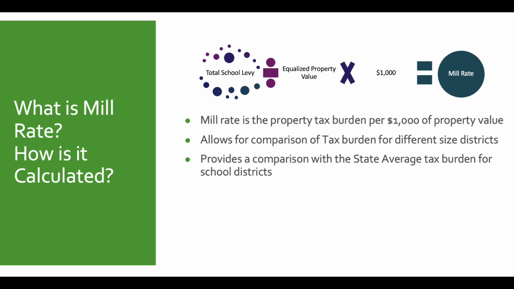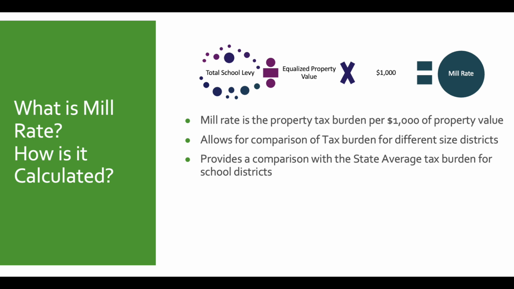So what mill rate does is it takes the total dollars that we're raising, the levy, divides it by property value, and multiplies it by 1,000. So you get a value per 1,000. And then you can do the math to figure out what it's going to cost you. If you have a $100,000 house, you multiply the mill rate by 100. If you have a $200,000 house, you multiply it by 200. And that'll give you the tax impact.